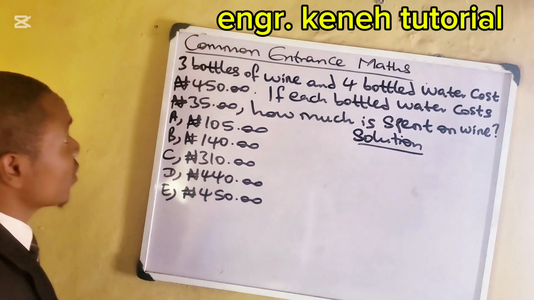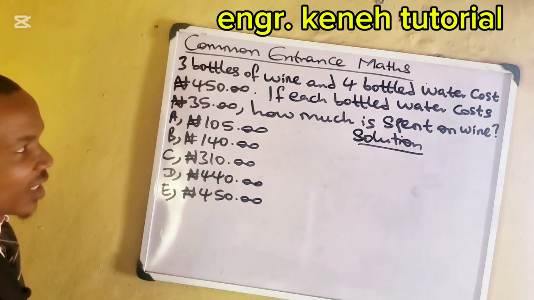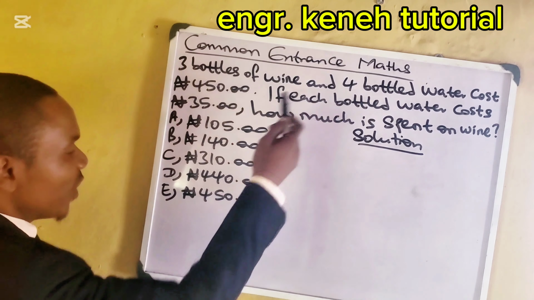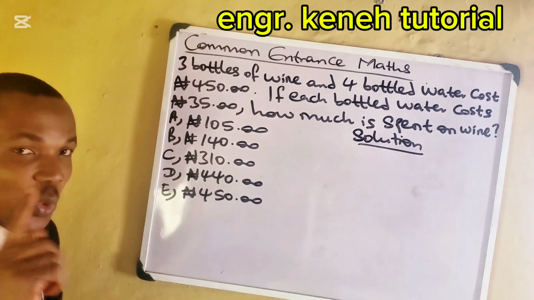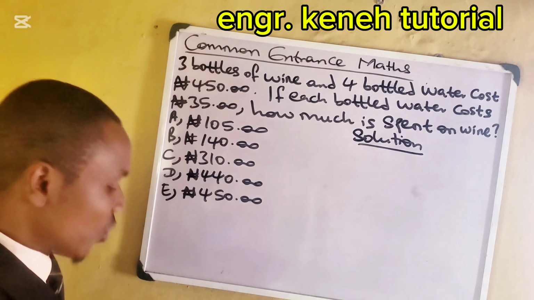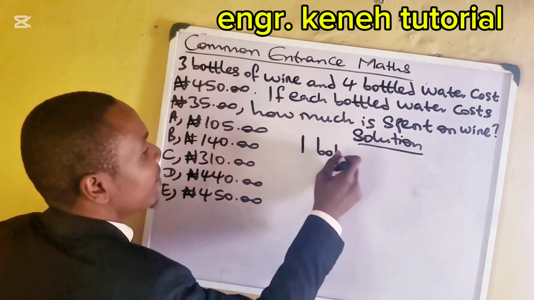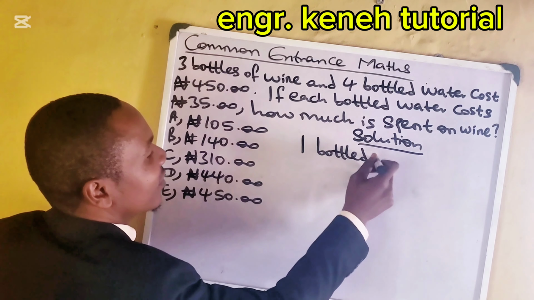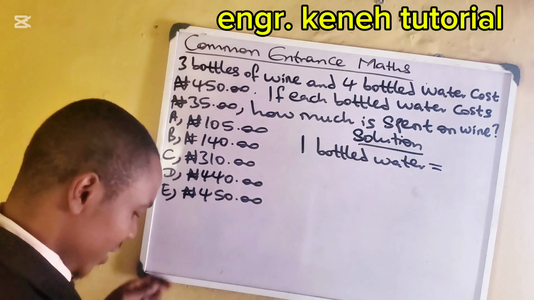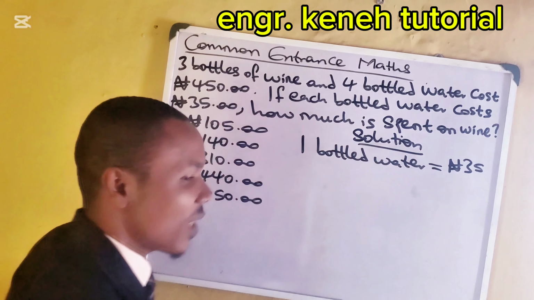Solution. Right, so 3 bottles of wine and 4 bottled water cost what? We have them to be 450 naira. But they said if each bottled water, each means what? One. If each bottled water costs this. So we start from this one, if each. So that means that one bottled water is equals to what? They said 35 naira. Can you see it? We have it to be what? 35 naira. Is it clear?